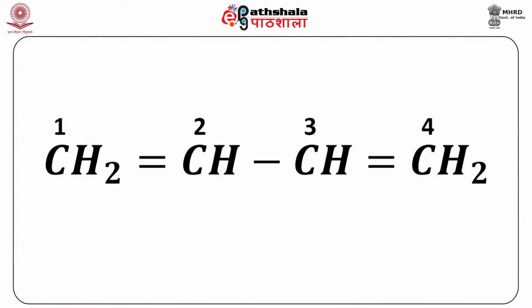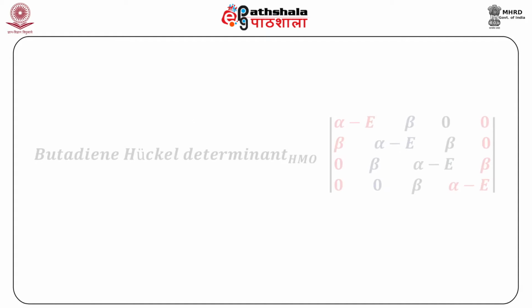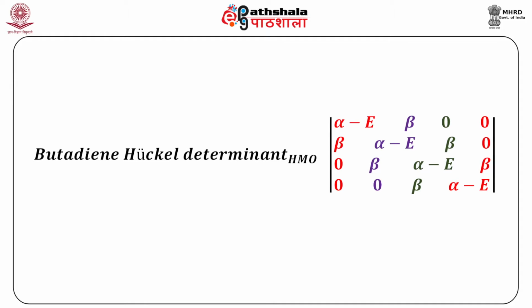So, for example, in the case of butadiene, we have already derived the Hückel determinant in our earlier modules, and under the Hückel molecular orbital theory this comes out to be alpha minus E, beta, 0, 0, and then you can see the whole determinant is shown here. This determinant has been written taking into account only the nearest neighbor, because you can see only the first neighbor on each carbon atom is considered.